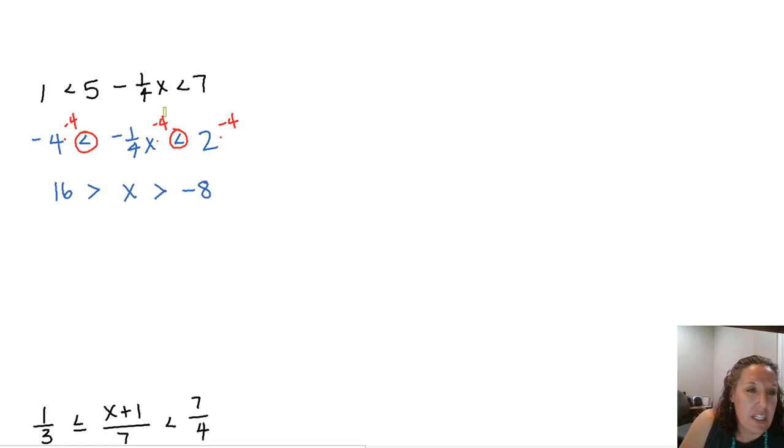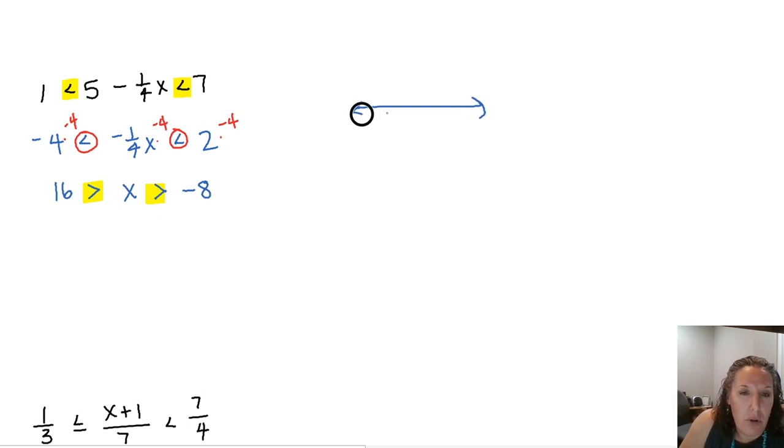One thing that is always going to work out is the two signs, doesn't matter which direction they're facing, but they will always be facing the same direction. You won't ever have them both going to the middle or both going away. They will always be facing the same direction. All right, so we've got 16 is greater than x is greater than -8.